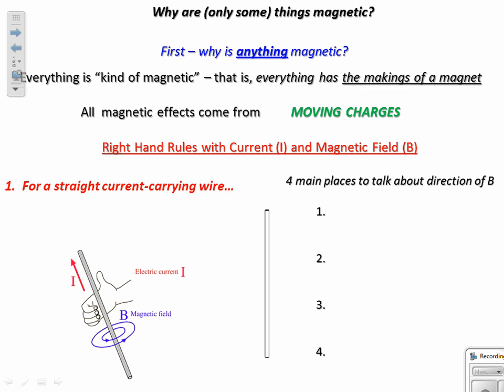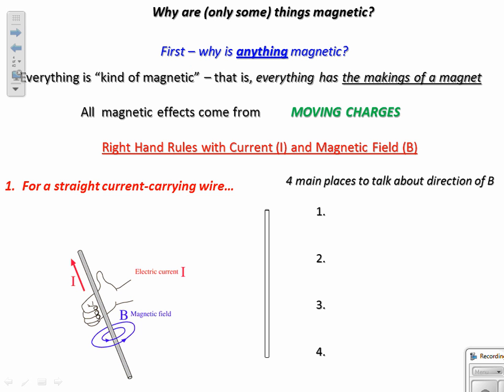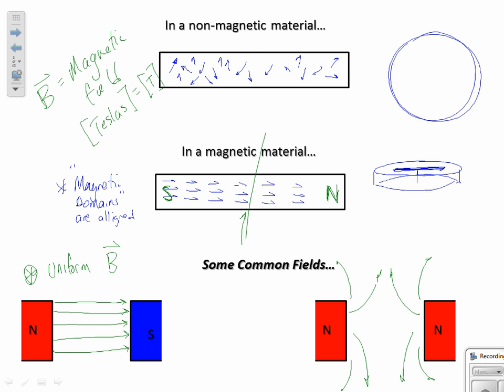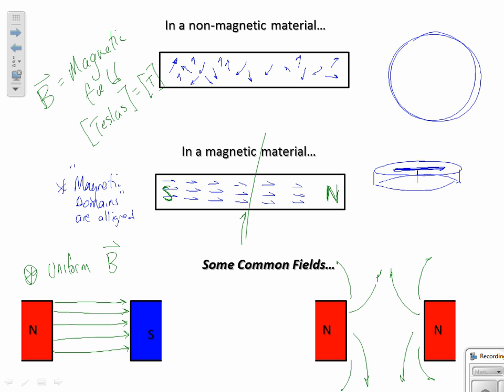Yeah. Good. So, why are magnetic things magnetic? Well, because these magnetic domain things are all lined up. All right. Well, why does that happen? Well, that really gets to another point about why things are magnetic. Well, everything's kind of magnetic. Everything has these magnetic domains in them. But only in some things are the magnetic domains lined up.